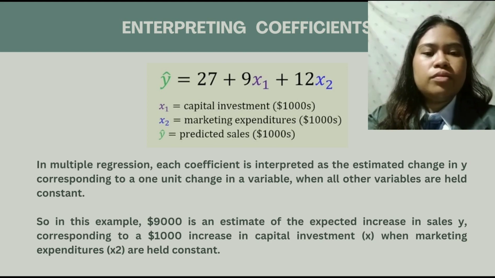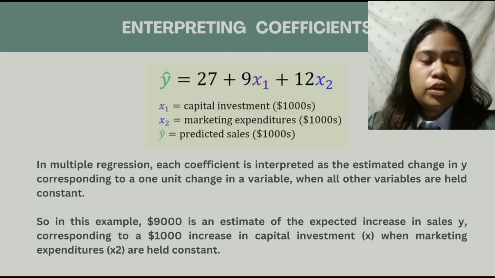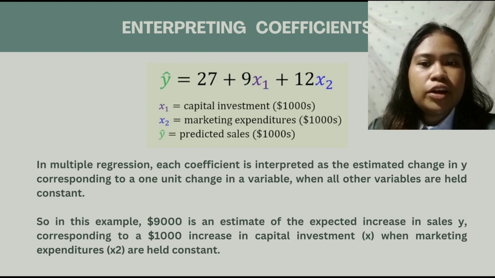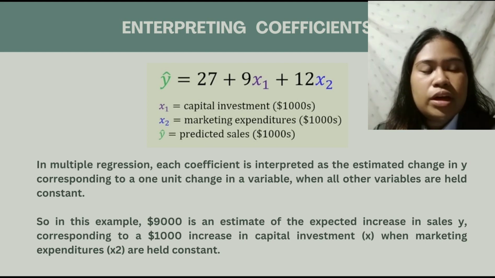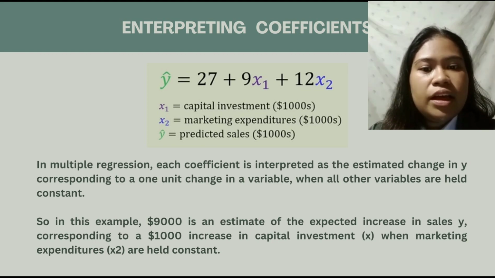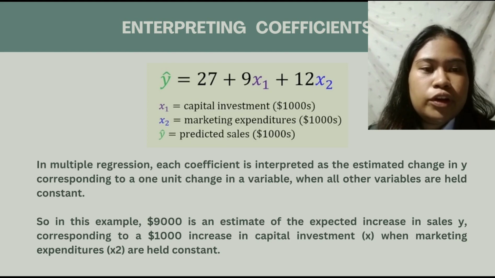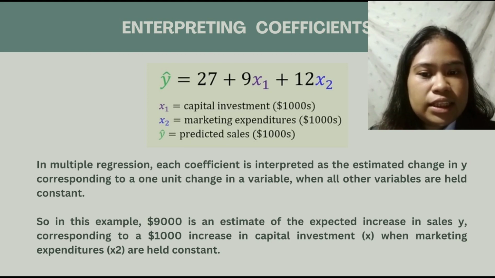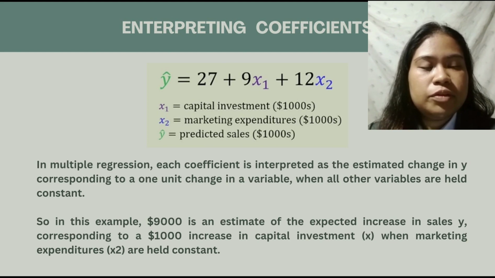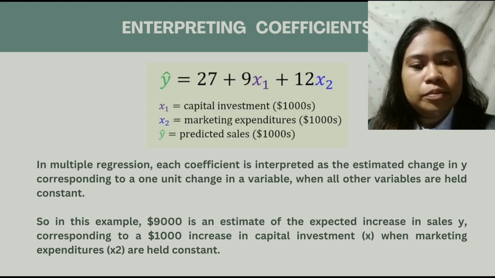But why? With the coefficient of our x1 variable, it is 9,000, so if we increase x1 by 1, we have 9 times 1, or 9 times 1,000, which is equal to 9,000, assuming we hold the x2 constant, and that's how we interpret the coefficient in multiple regression.